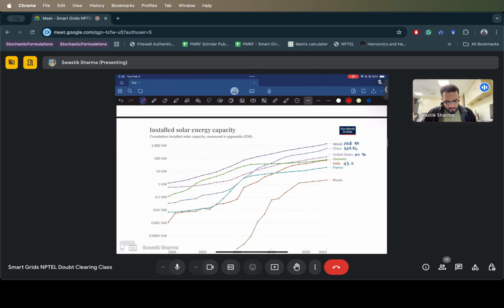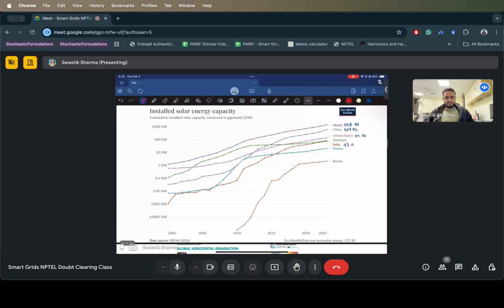Let's come to solar energy capacity, right? So this is how the curve looks for installed solar energy capacity for a few of the nations worldwide, and the total installed capacity in this world. This is in log scale, because if I would have kept it from 0 to 100, it wouldn't have looked that good. So you see, Russia has recently started getting into the whole idea of having solar energy.